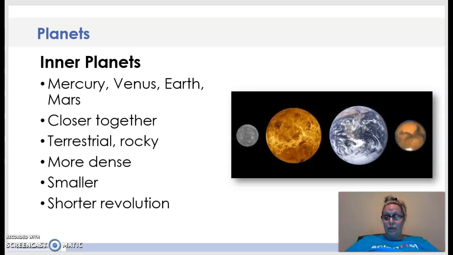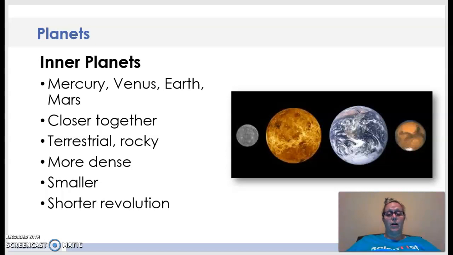So we have two different kinds of planets. We have inner planets and outer planets. We're going to talk about the inner planets first. Inner planets means that it is within the asteroid belt. So in between the sun and the asteroid belt, there are 4 planets. Those are Mercury, Venus, Earth, and Mars. They are closer together, and we call them terrestrial, or what we call rocky.